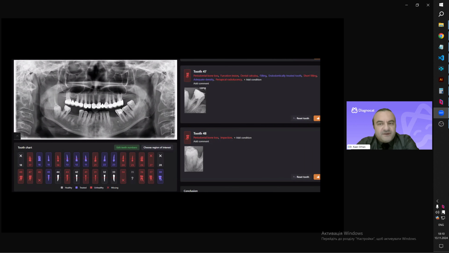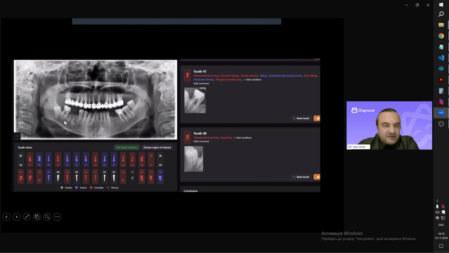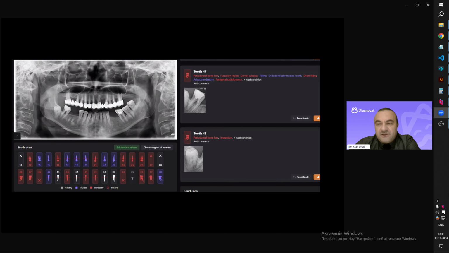Let me show you a couple of examples for this. Here is an OPG, and from the OPG, we can see the root fragments here, and also we can see the impacted teeth. And also, we would like to check the periodontal bone loss. For instance, at tooth 47, the DiagnoCAT mentioned that the tooth has periodontal bone loss, furcation lesion, and dental calculus as well. But what can be missed, actually, is a short filling and also a periapical radiolucency.